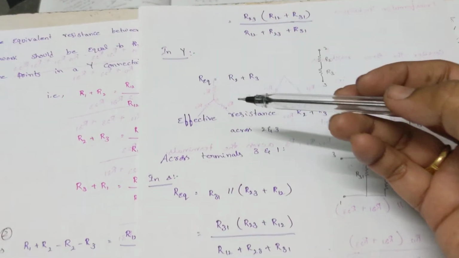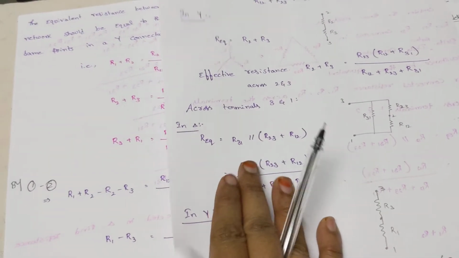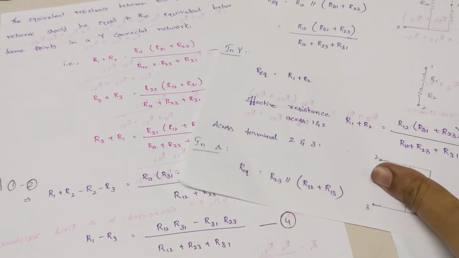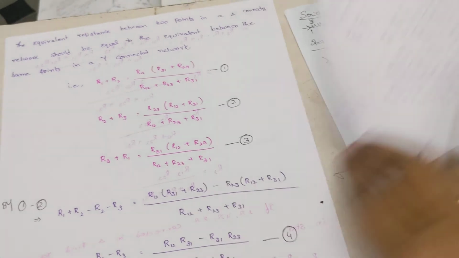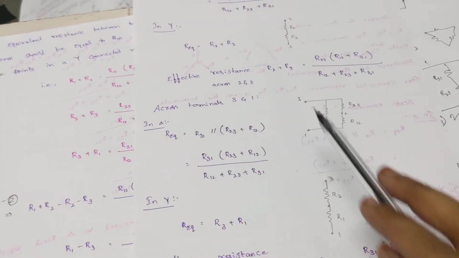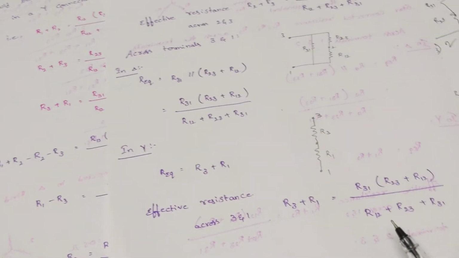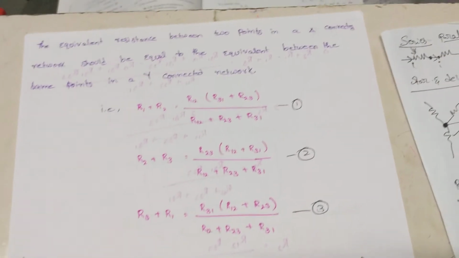In a similar fashion, I am just considering the terminals. Previously, up to here, we considered the 1 and 2 terminals. Later we go for the 2 and 3 terminals, and later the 3 and 1 terminals. So we get our final expressions. So I just sum here.